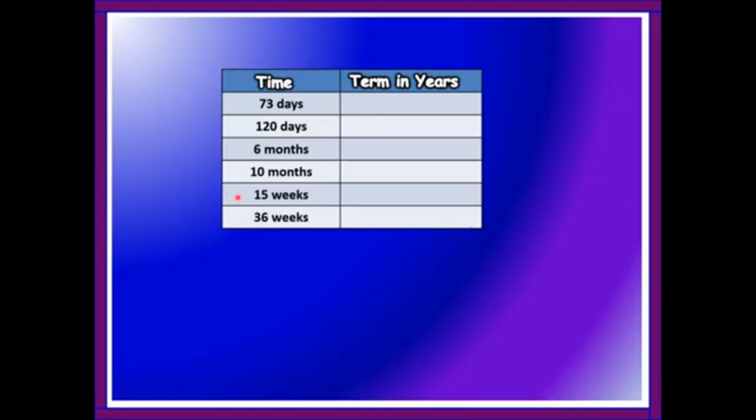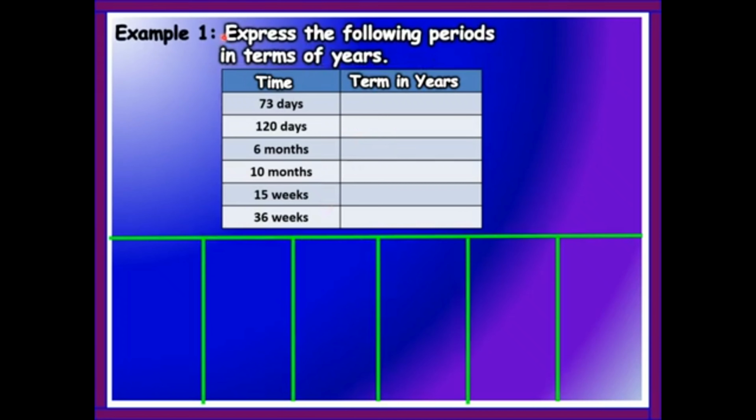So there is a given table and in the first column, we are going to convert this given time into years. So how many years are there in 6 months? Or what is 10 months in years? What is 73 days in years? What is 120 days in years? And so on. So again, direction, we need to express the following periods in terms of years.